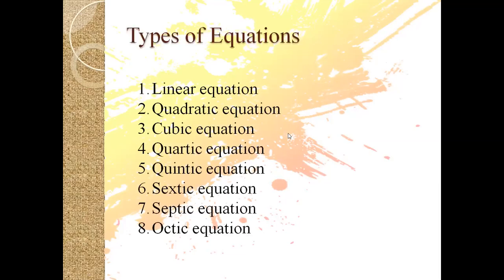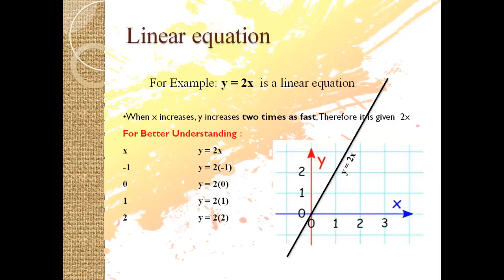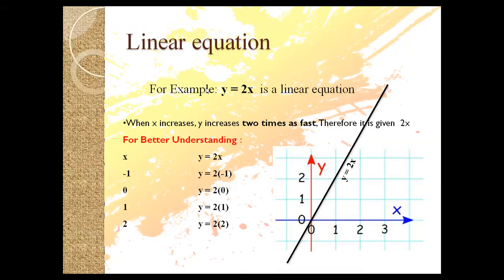Next, the different types of equations: linear equation, quadratic equation, cubic equation, quartic equation, quintic equation, sextic equation, septic equation, and so on. First one is linear. What is a linear equation? Linear is a simple, particularly known equation. It is also called an equation of degree 1.